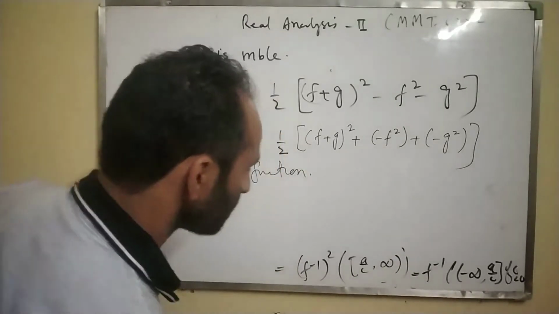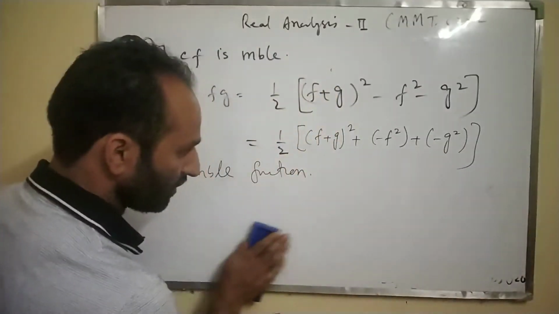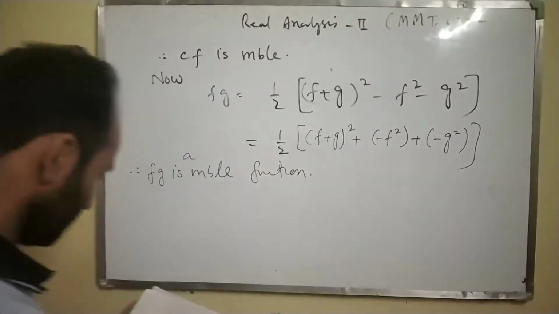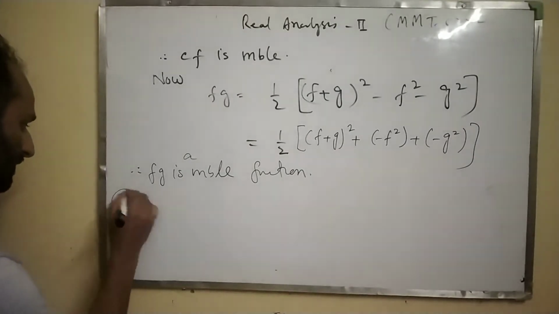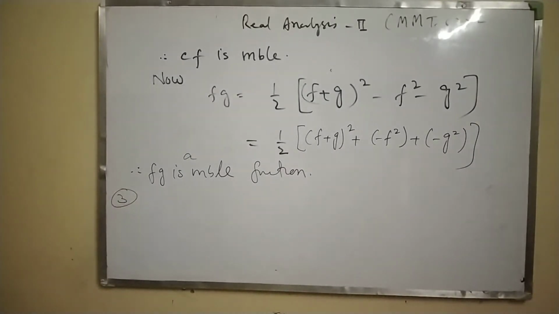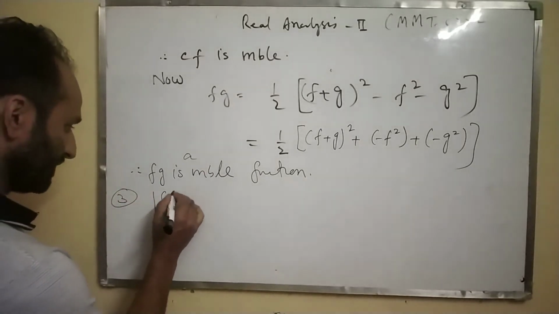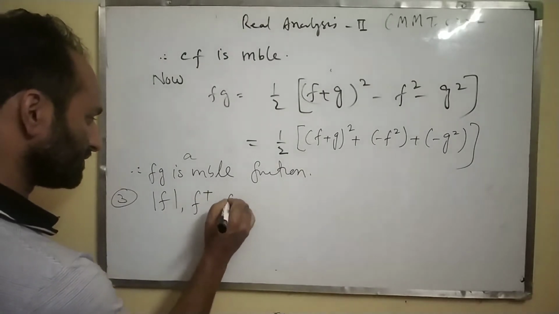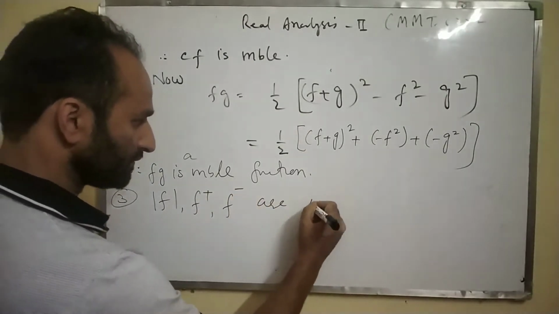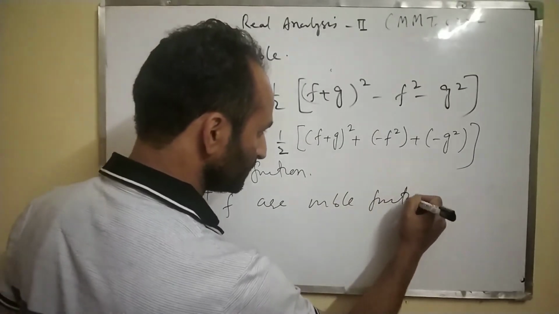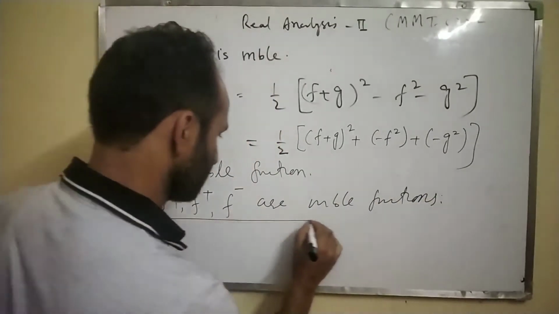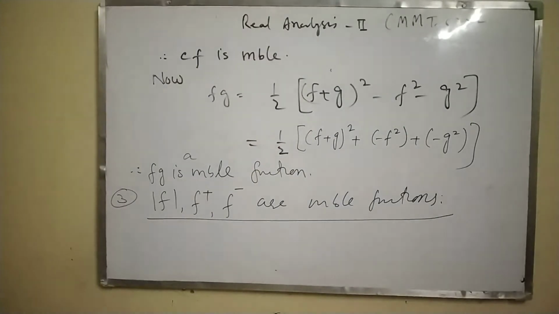Okay. Now let's do part third of this theorem. Third part, we need to show that mod of f, f plus and f minus are measurable. So these three functions, mod of f, f plus, f minus are measurable functions. They are all measurable functions. Let us first do mod of f is measurable.